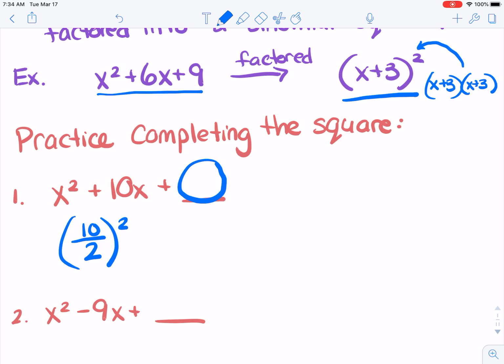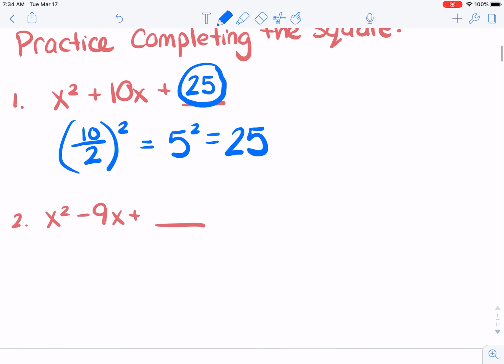and square it. 10 divided by 2 is 5. 5 squared is 25. So to complete the square of this first example, I would complete it with the number 25. All right. The negative sign in this one doesn't really matter because when you go to divide it by 2 and square it, you end up getting a positive number because the negative gets squared.